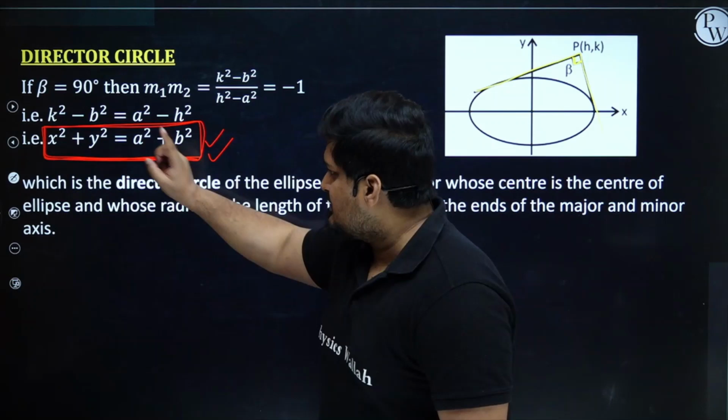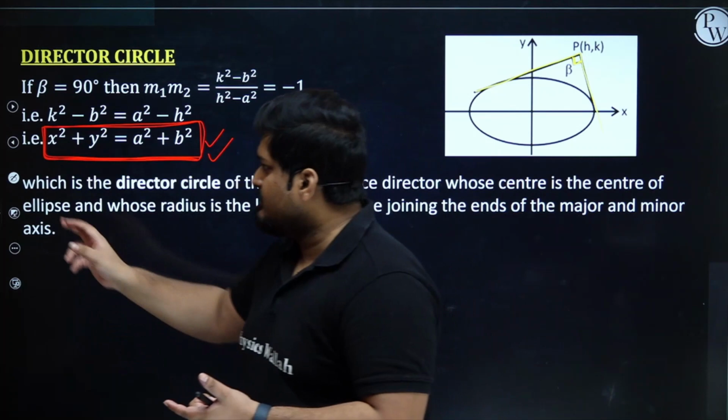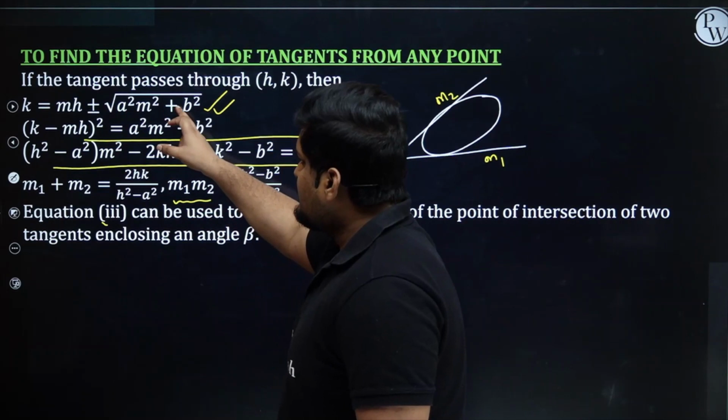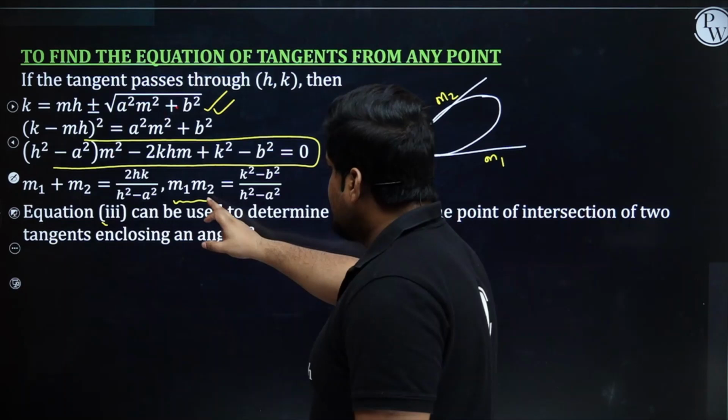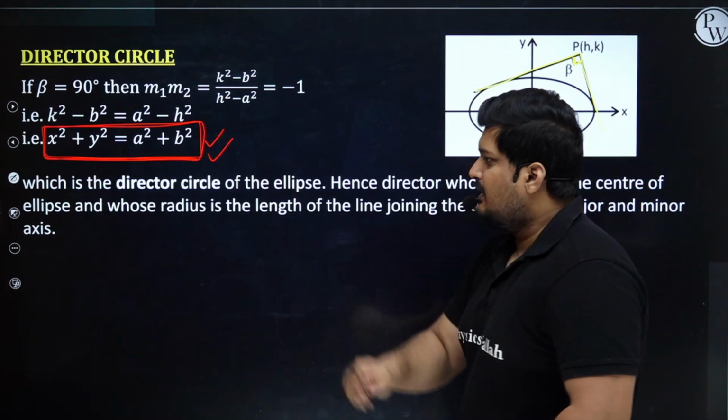Clear? And how do we get it? How to derive it? Obviously, from an external point, we have written the equation of tangent of slope m. We passed it through h comma k. We squared. We got a quadratic in m. It will have two roots, m1 and m2, and m1 m2 should be minus 1 if the tangents are perpendicular. So from there, we get this definition: x square plus y square equal to a square plus b square.